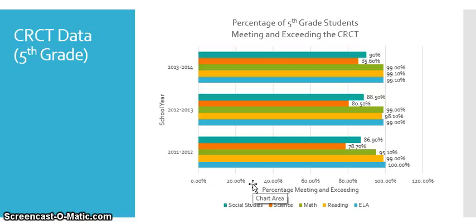Now we'll take a look at our fifth grade performance. This graphic, just like the other two, demonstrates fifth grade performance over the past 3 years, with year 3 being the top grouping of graphs.